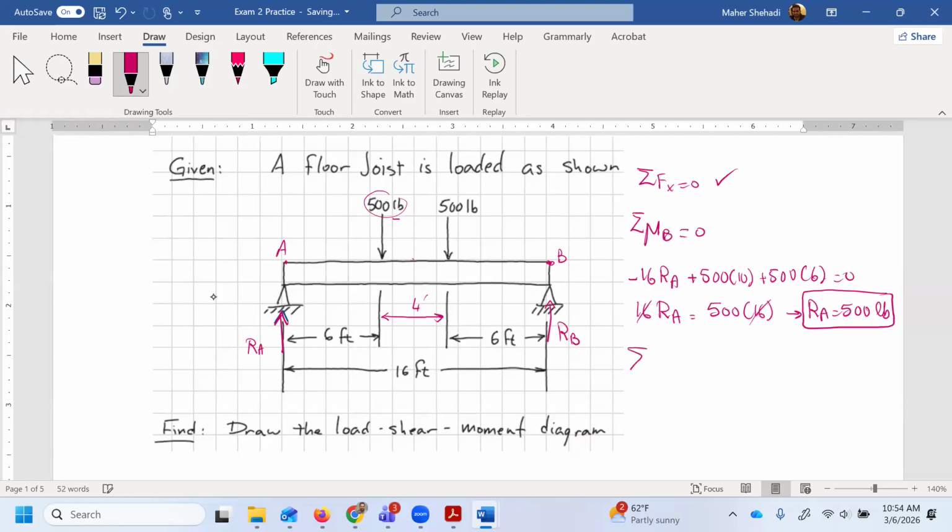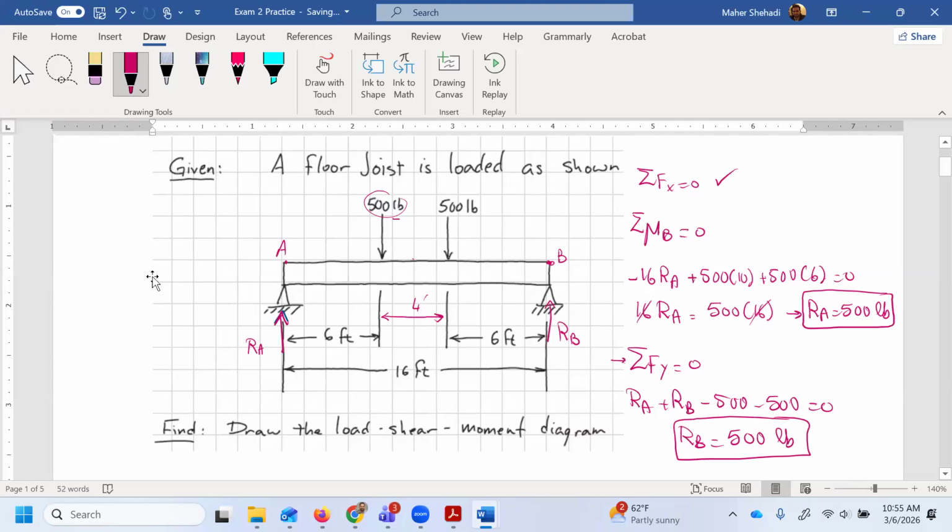All right, although we already mentioned RA equals RB, just to follow the procedure, I would have to use the third equilibrium equation in order to find the other support. So RA plus RB, both of which we assume are going up, minus 500, minus 500 equals 0. RA is 500, so if we plug it in, it would remove one and then we take the other to the other side. Therefore, RB would be 500 pounds.